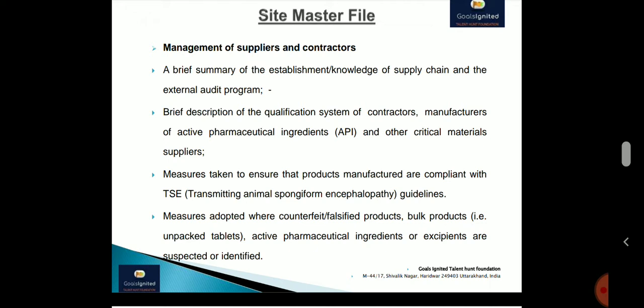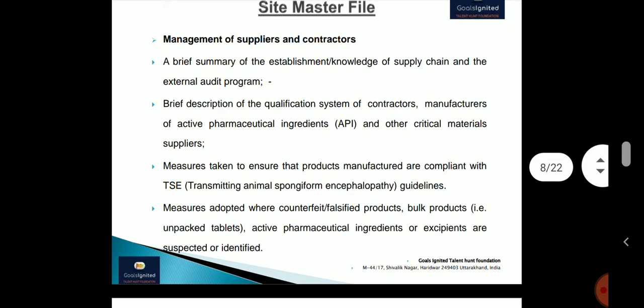So all the information needs to be incorporated in the site master file, and the same is to be presented to the regulatory authority, or to a layman, or any other person who is required to know the description of the site. So all these need to be mentioned there. What is the criteria for the vendors, how do you approve the vendors, whether you are taking the TSE or BSE certificate from them or not. You have to add all these things briefly in the site master file.